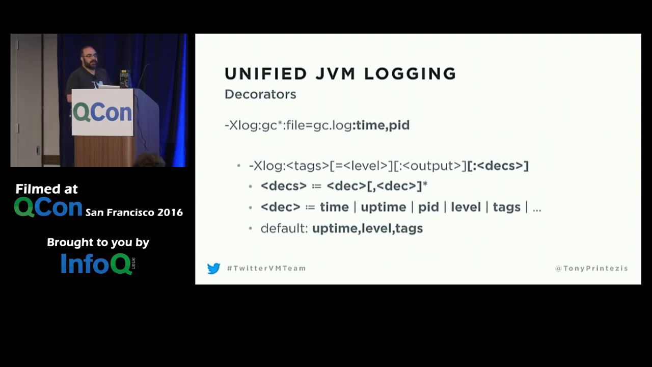You can also control what decorators to enable. So after the output option, you say again colon, and then a series of decorators separated by commas. And different decorators will show different things. Like time will show you a timestamp that shows date and hour and time and all that stuff. It's similar to the PrintGCDateStamps in JDK 8. Uptime is what we saw earlier. You can add the PID of the process as a decorator, etc. So the default is uptime, level, and tags.